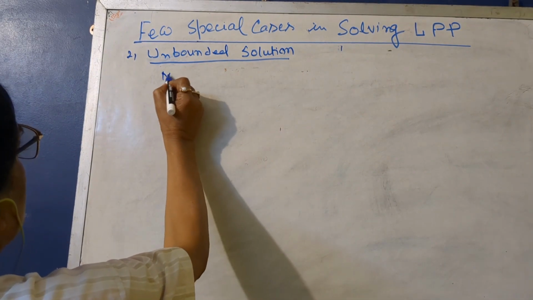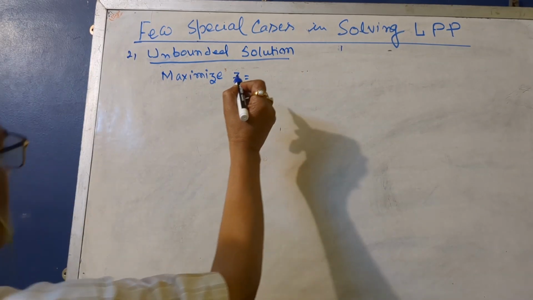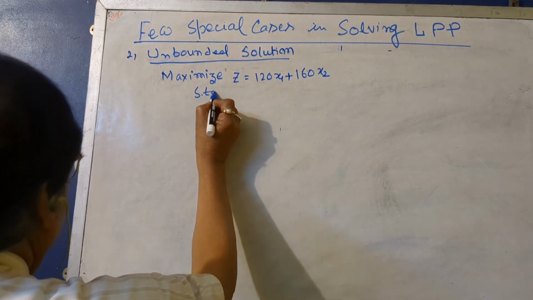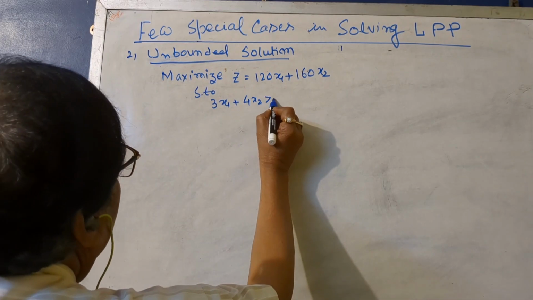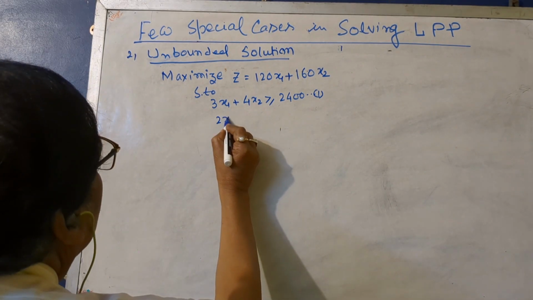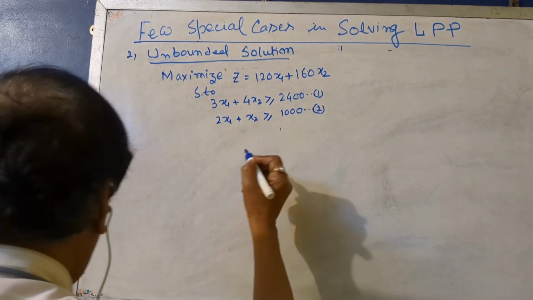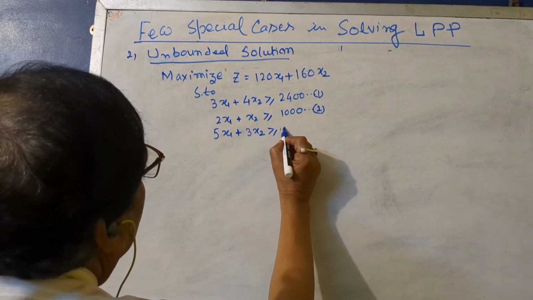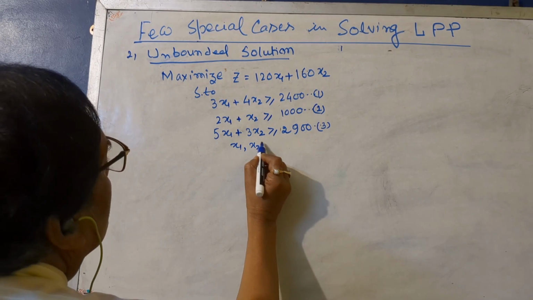Suppose maximize, problem is this, maximize z is equal to 120 x1 plus 160 x2, subject to constraints, यह है 3x1 plus 4x2 greater than or equal to 2400. This is number one. Second, 2x1 plus x2 greater than or equal to 1000. ये दूसरा कंडीशन है. And third, 5x1 plus 3x2 greater than or equal to 2900. ये तीसरा कंडीशन. और नॉन नेगेटिविटी कॉन्स्टेंट. दिस इज द प्रॉब्लम.